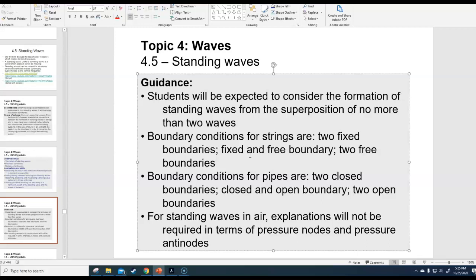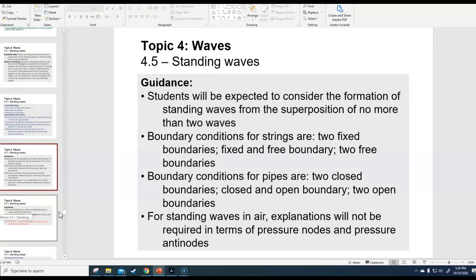Boundary conditions for strings are two fixed boundaries, fixed and free boundary, and two free boundaries. Basically, there's two situations where we will deal with standing waves, either for strings and for pipes. Okay, and so this is basically just telling you under what conditions you need to be able to solve those types of problems. And so you can read that for yourself. For standing waves and air, explanations will not be required in terms of pressure nodes and pressure antinodes.